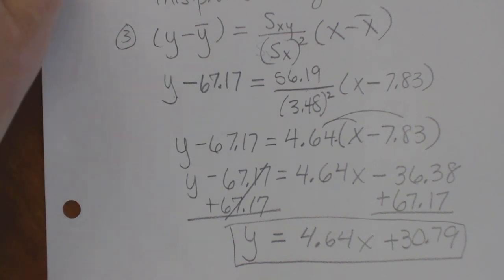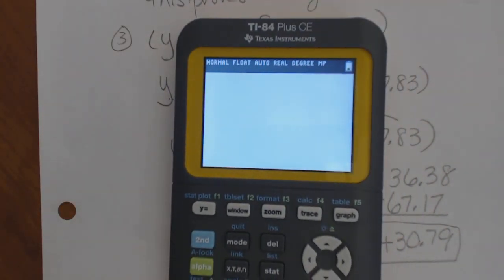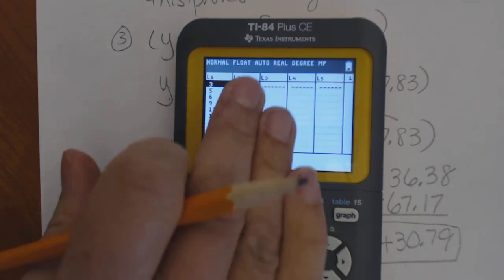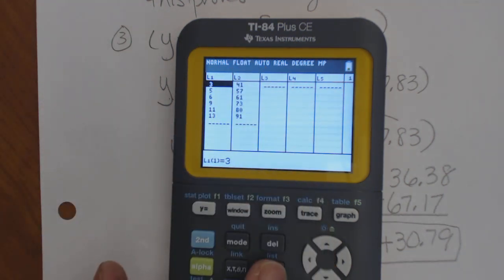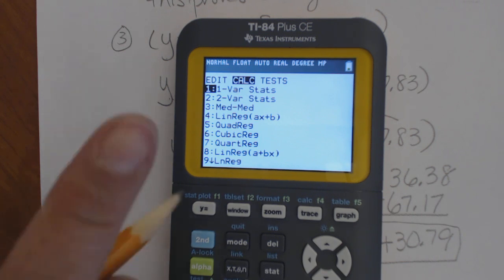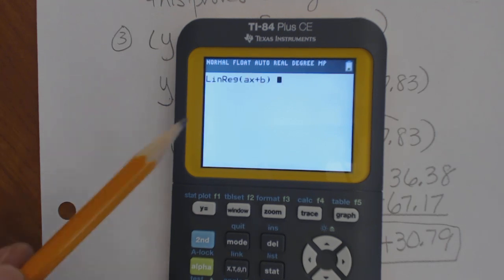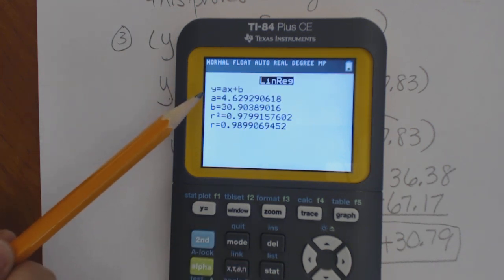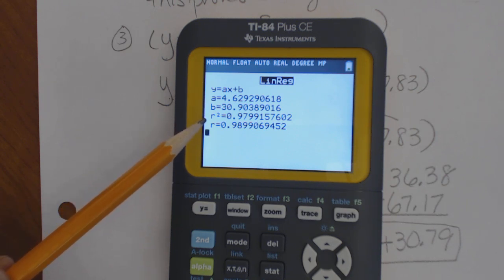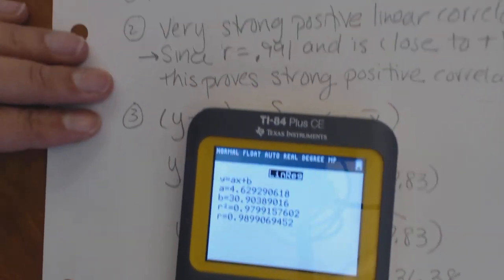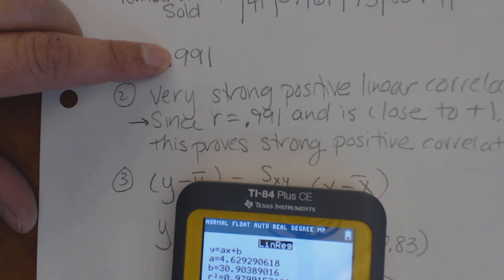Now, if you would like to check with the calculator, you have to make sure that your x values are in L1, your y values are in L2. You press Stat, and you want to calculate the linear regression line, which is number 4, ax plus b. So we're going to do LinReg of ax plus b. You need to tell it where your data is, so L1, L2. What comes up is y equals ax plus b. Here's your a, your b, your r squared, and your r. Look at that, 0.989. If that's rounded, we did pretty good with our calculation of 0.99 by hand.